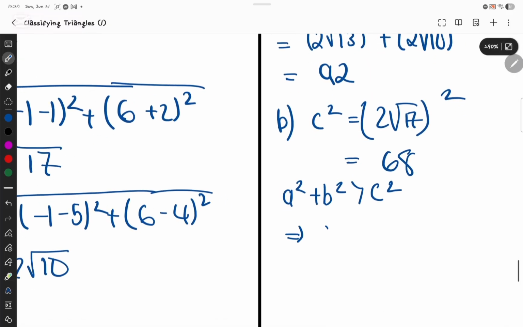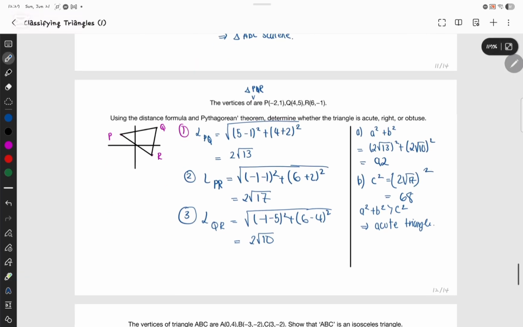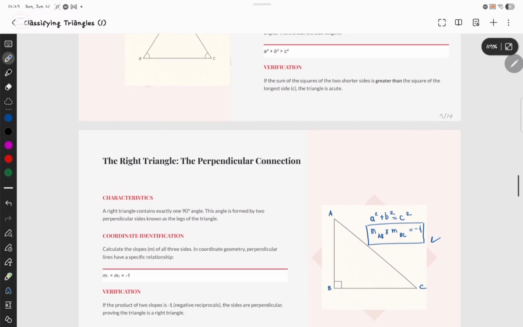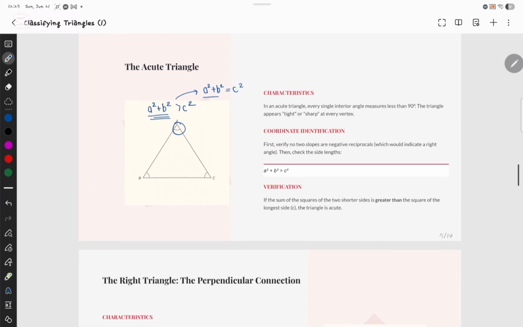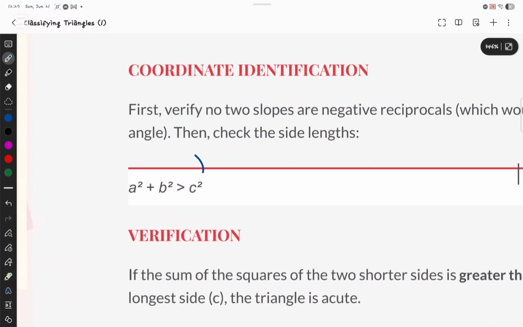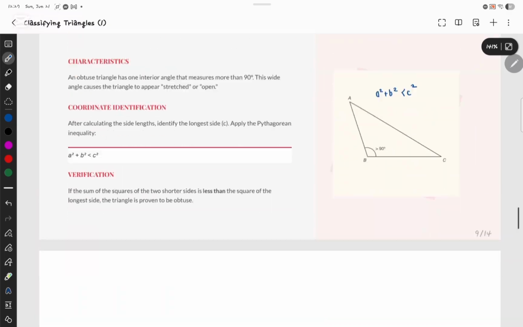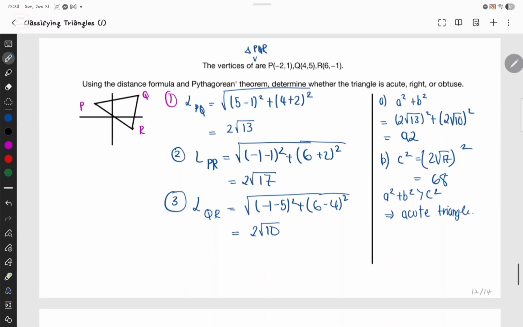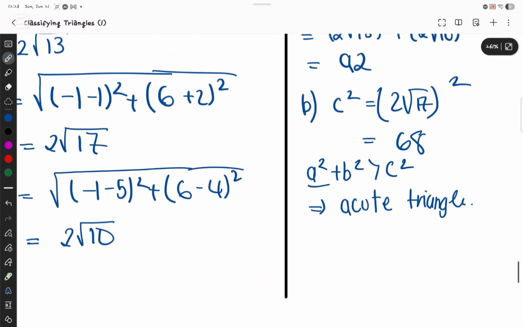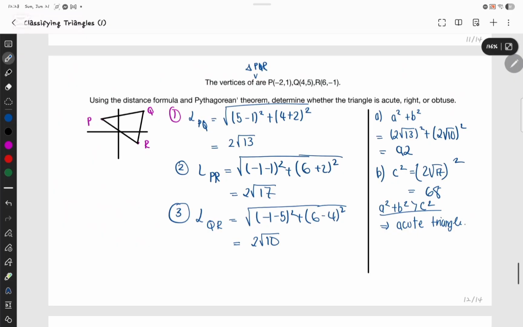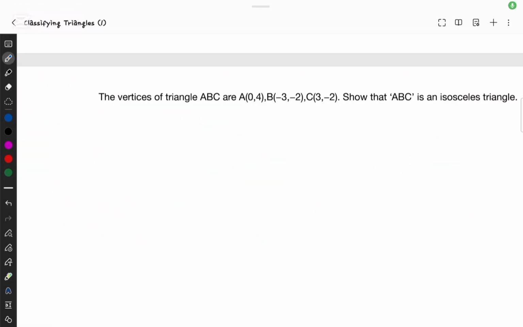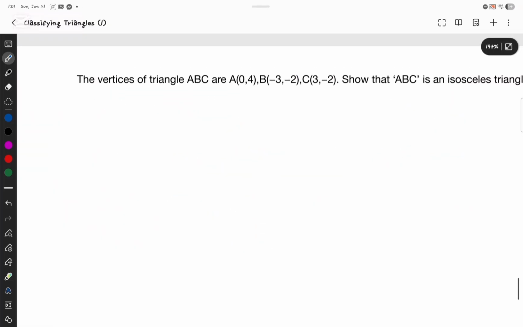So we know that a squared plus b squared is larger than c squared. Therefore, it is an acute triangle. Going back to the theorem, for an acute triangle, a squared plus b squared is larger than c squared. Do we meet that requirement? Yes, we do. Therefore, it's acute. Okay, on to our last question.